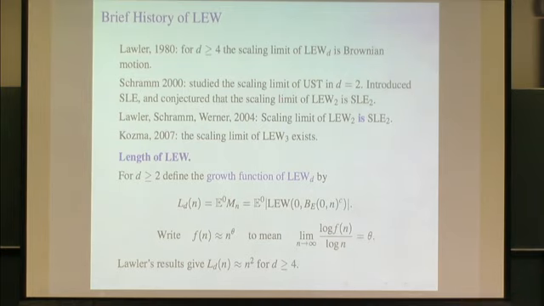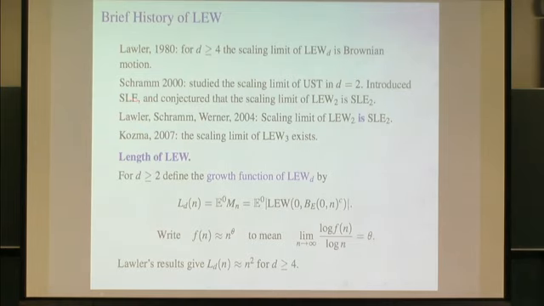And so I'm going to give you a very brief, concise history of the loop-erased random walk. It was introduced by Greg Lawler in 1980. And he proved that for d bigger than or equal to 4, the scaling limit of the loop-erased random walk in Z^d is Brownian motion. In 2000, Schramm studied the scaling limit of the uniform spanning tree in 2 dimensions. That was the paper that introduced SLE.